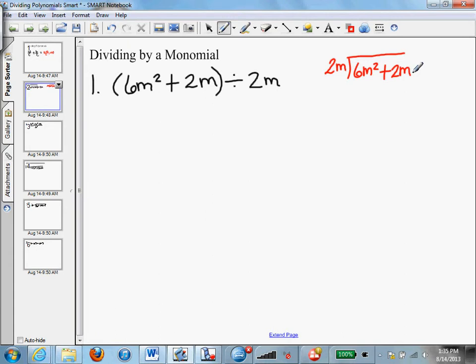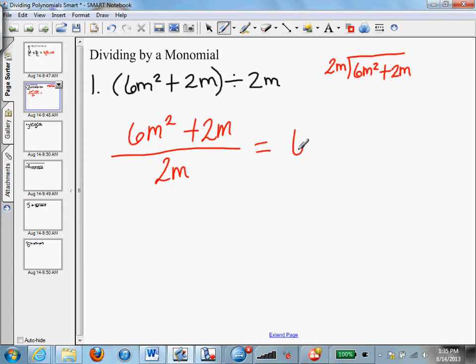Another way, which might make things a bit simpler, is just to rewrite the first part, 6m squared plus 2m, write a division bar, or fraction bar, and write 2m. Okay, so that can be broken down further into 6m squared over 2m. We'll use our operation, which is plus, to link the next part, which is 2m from the top over 2m.